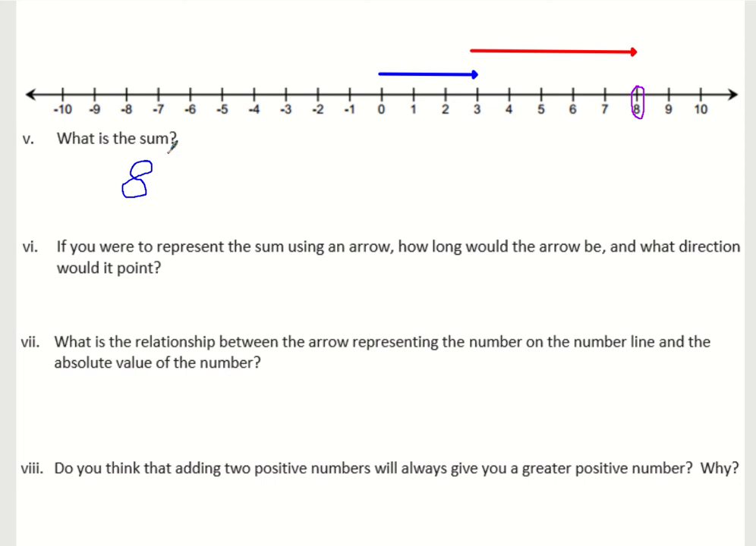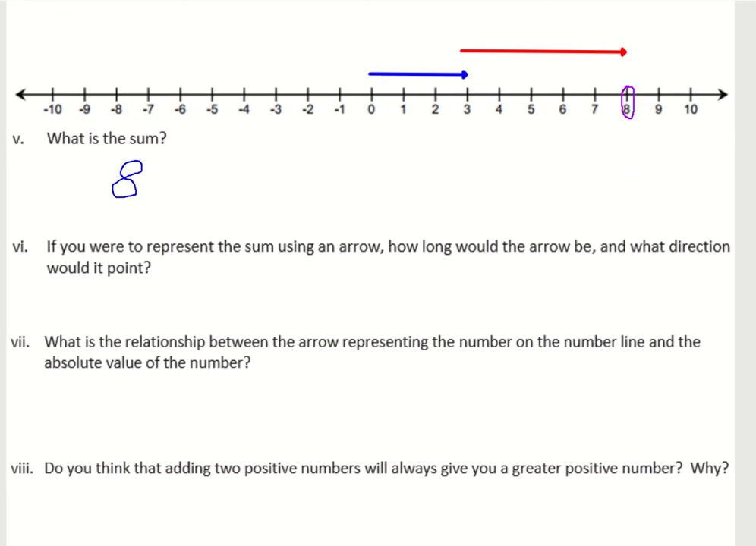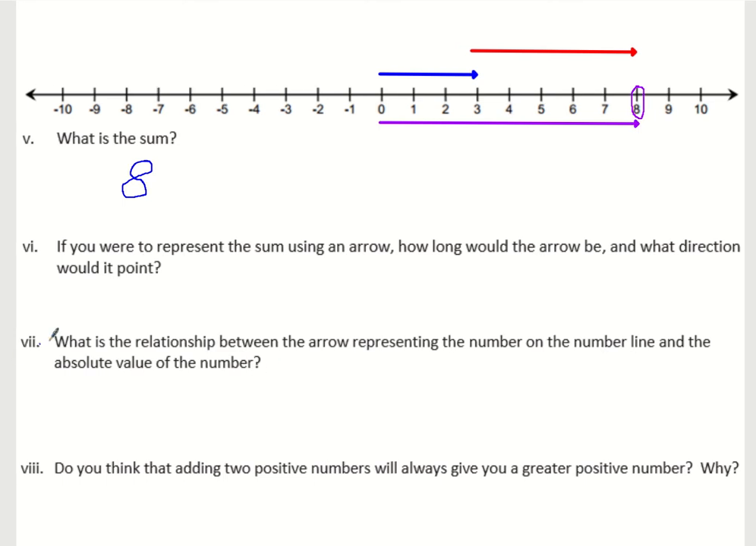The next part asks us, if we were to represent this sum using an arrow, how long would that arrow be and in what direction would it point? Well, my arrow is going to have to go from 0 to 8. So to get from 0 to 8, that arrow is going to be 8 long. And since 8 is to the right of 0, it's going to be 8 to the right.